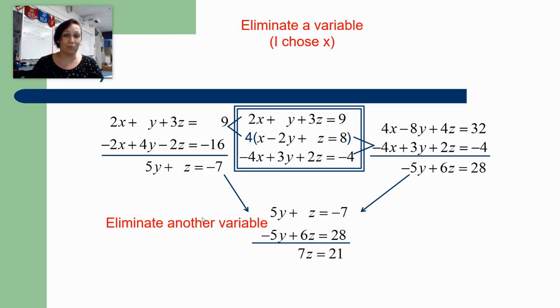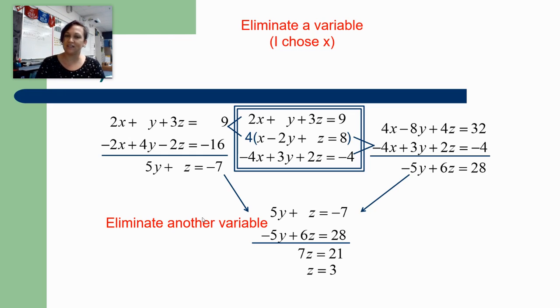So just to recap one last time, I did elimination 3 times. The first 2 times I had to eliminate the same letter, and then the third time I picked a different letter to eliminate, and I'm at my first answer. So triple elimination before you get to your first answer. Now that I have my first answer, I can find the rest of my answers a little bit easier.